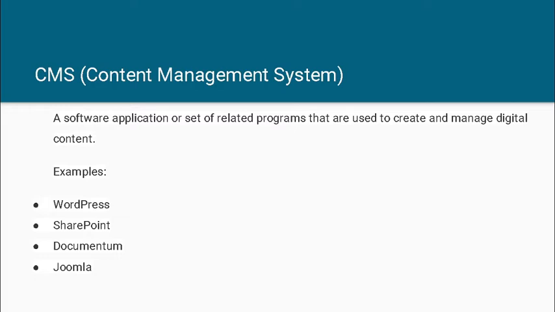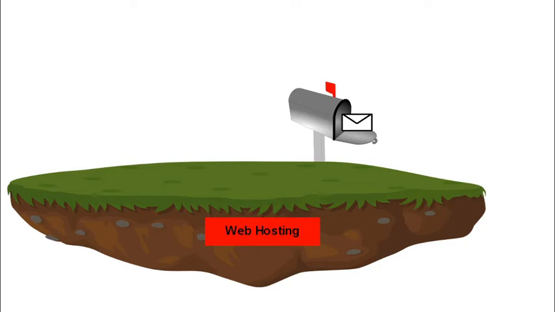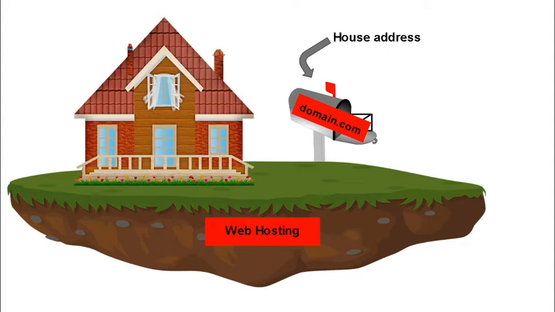So to better understand what domain name, hosting, and WordPress means, let me show you an illustration. This land is your web hosting. It is where your website would sit. Your house address is your domain name. Since you already have an address and land where you can build your house, you can already build your house. That house is your website.